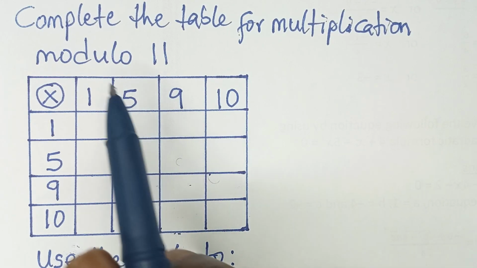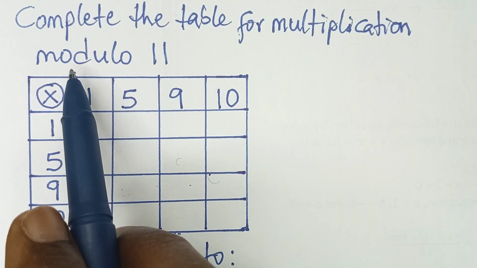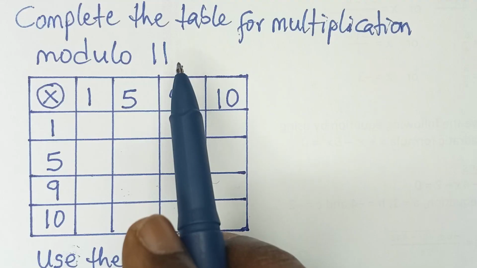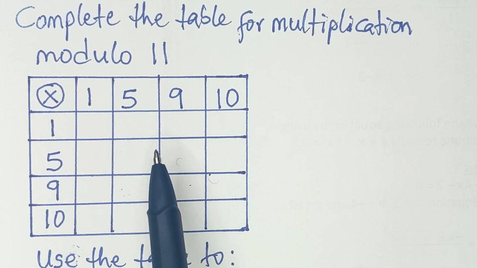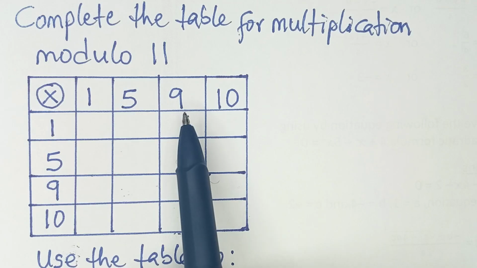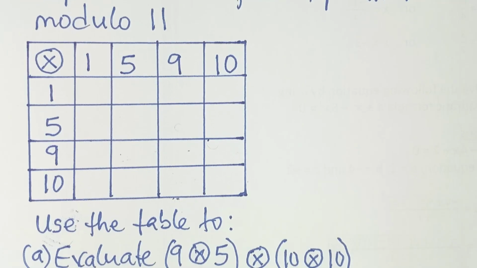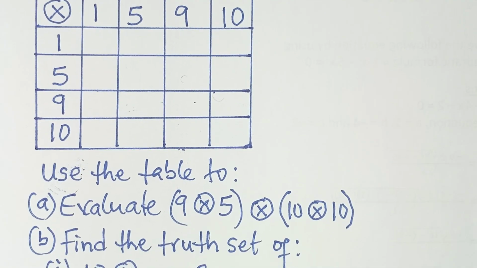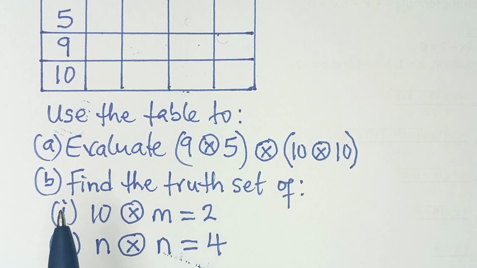The question here says, complete the table for multiplication modulo 11. So this is a question on modular arithmetic, and we have to complete the table. And that is not all. We also have to use the table to evaluate the following. So these are the questions that we have to use the table to evaluate and to find.